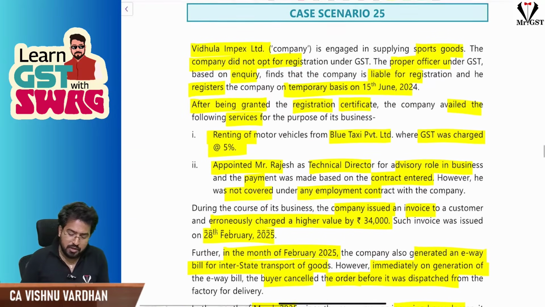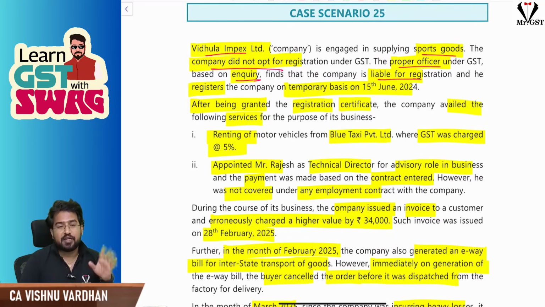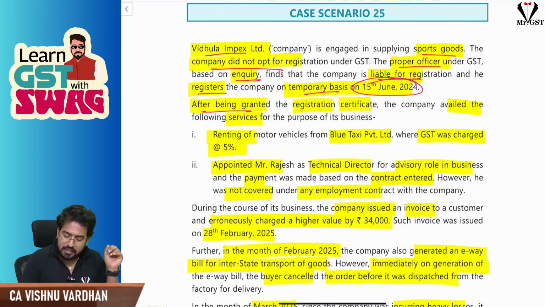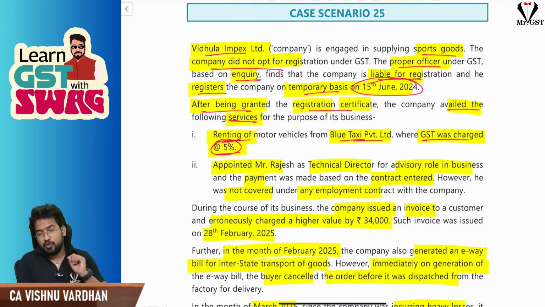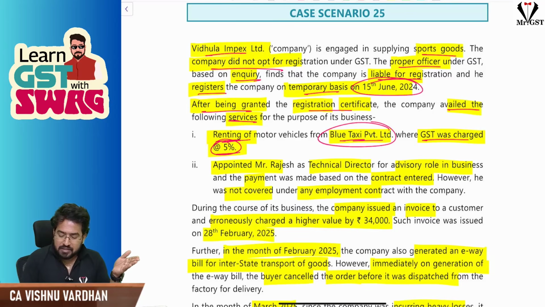Now coming to this. Vidula Impex Limited is engaged in sports goods and the company did not opt for registration. That is why the proper officer is conducting an inquiry, saying you are liable for registration, and he registers them on a temporary basis on 15th June. After granting the registration certificate, the company is availing the following services, that means purchases. Renting of motor vehicle from Blue Taxi Private Limited, where GST charged is 5%. This is the area where you may go wrong. Seeing that 5%, you may feel it is RCM. But for renting of motor vehicles, please understand, the supplier should be a non-body corporate, but this is Blue Taxi Private Limited, a body corporate, and the cost of fuel should be included. They did not mention anything about that, so it is not RCM.